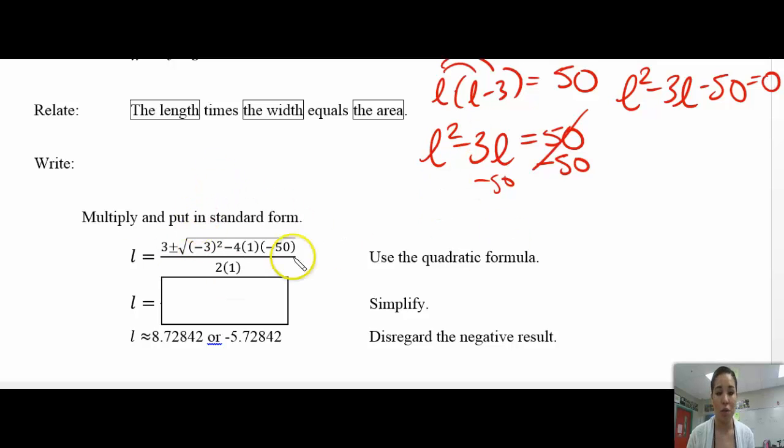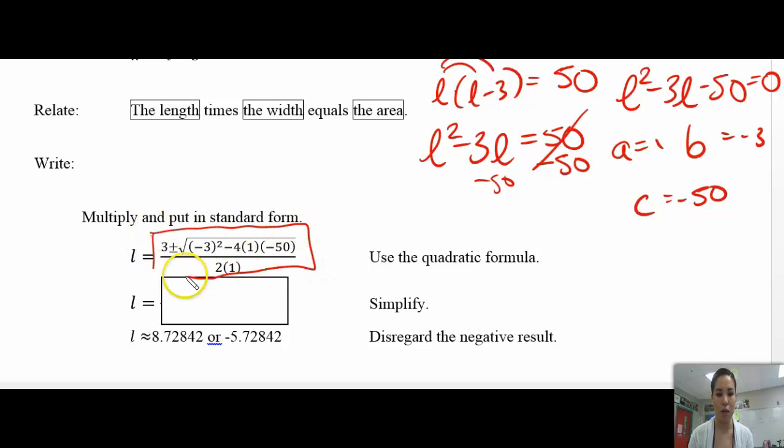Now, if you notice here, this is not factorable in a way that you can end up with negative 3 as the middle term. So let's go ahead and apply the quadratic formula. A is 1, B is negative 3, and C is negative 50. If we apply the quadratic formula, it would be negative 3, so it's 3 plus or minus the square root, all over 2.